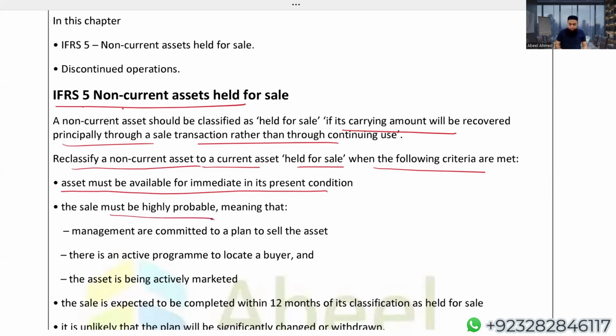The sale must be highly probable. The meaning of highly probable is that after applying IFRS 5, your asset should be sold within 12 months. Management must be committed to a plan to sell the asset. There should be a proper commitment from the management, and obviously, that commitment can be seen from the action. As we say, actions speak louder than words.